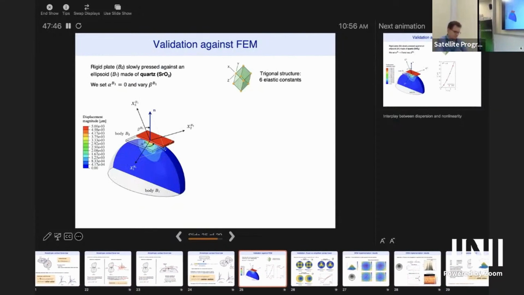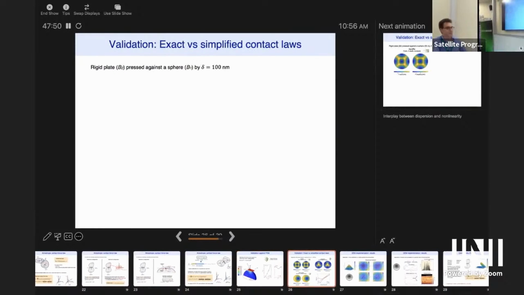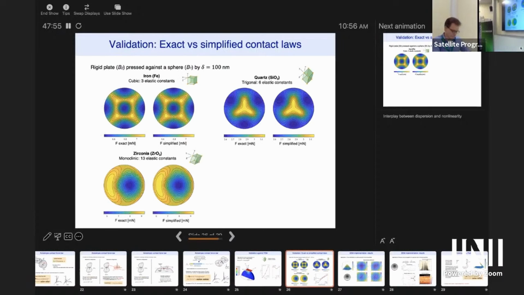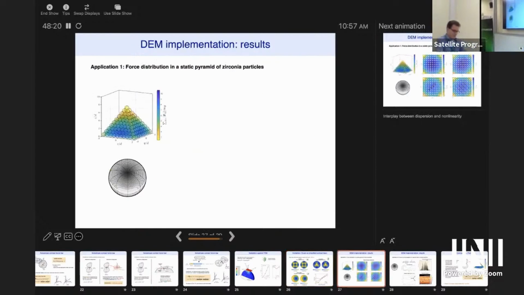And so these are the validations that we can actually match with this method against finite element solutions. The approximation and the exact solution agree with each other for lots of different possible crystal structures. Because in elasticity, when it's anisotropic, you might need like 81 coefficients. Well, anyway, if you have a cubic lattice like iron, you need 3 coefficients of elasticity. Quartz needs 6. Zirconia is my favorite. It's monoclinic, you need 13 coefficients. But the good news is that this method seems to work pretty well.